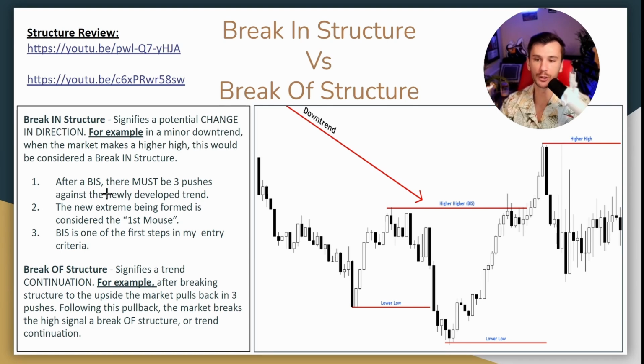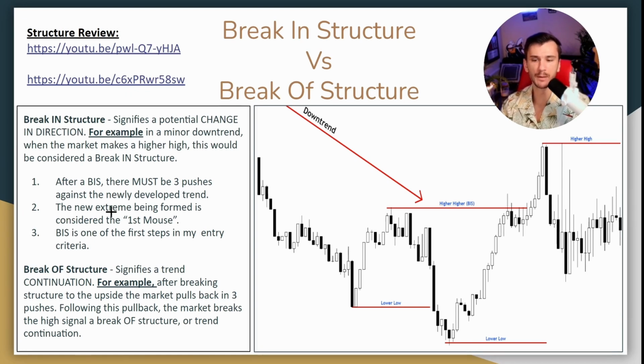After a break in structure, there must be 3 pushes against the newly developed trend. What does that refer to? I'm talking about we're going down, making lower lows and lower highs, and we make a higher high. I still need to see 3 pushes back down into the low before taking that trade.